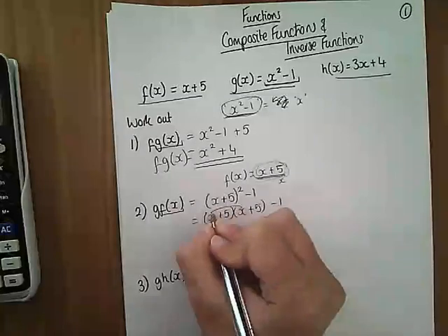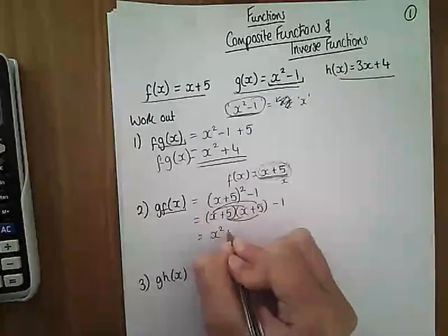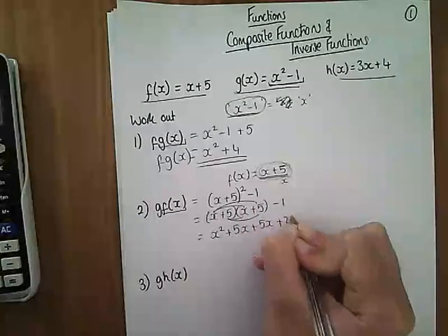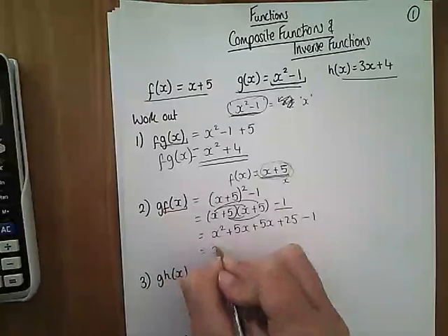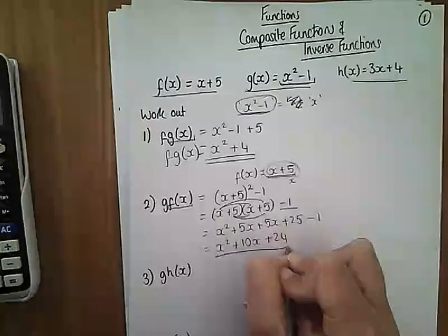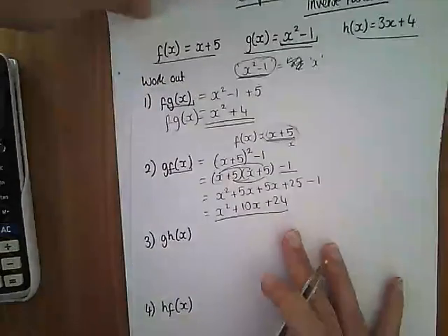Expand the bracket. However you expand the bracket is fine by me, as long as you don't mess it up. So you get x squared plus 5x plus 5x plus 25. Still got the minus 1 on the end. So it's x squared plus 10x plus 24. This is hard to get your head round, so just work with me. Keep trying to go back and forth, make sure you're happy.